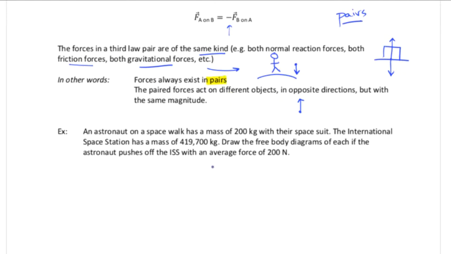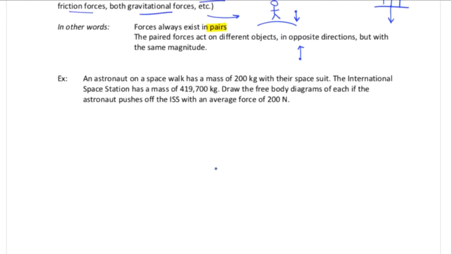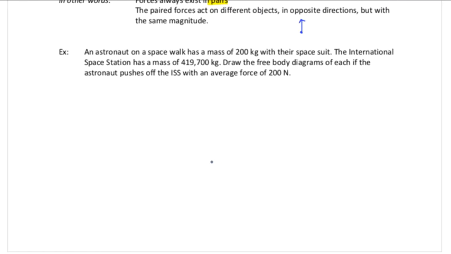Here's a quick example. We've got an astronaut of a given mass pushing on the space station of a given mass. Draw the free body diagrams of each if the astronaut pushes off the ISS with an average force of 200 newtons. This is really just the first part of a question that could then ask us about their accelerations. If that's the free body diagram for the ISS and that's for the astronaut, what it means for the astronaut to push off the ISS with a force of 200 newtons is that there's a Newton's third law pair between the two objects, the astronaut and the ISS, both of which are 200 newton forces pointing in opposite directions.